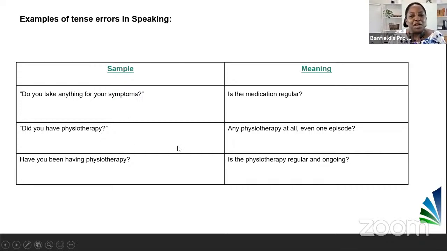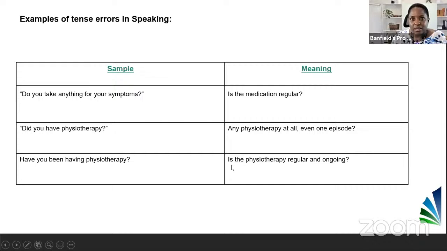Did you have physiotherapy? Now, the meaning of this is any physiotherapy at all, even one episode. So a patient, and we know patients sometimes fiddle the truth. Did you have physiotherapy? The patient could say to you, yes, I had physiotherapy, but it could mean that they went once and never went back, even though they were supposed to go back, okay? So if you want to know if they have been compliant with their physiotherapy, you need to go, have you been having physiotherapy?